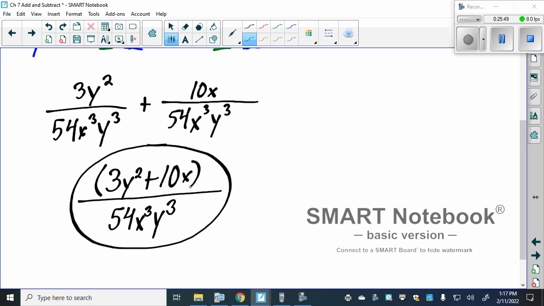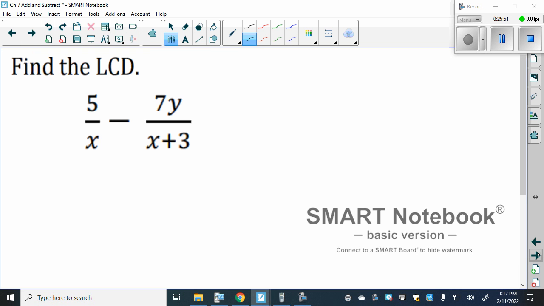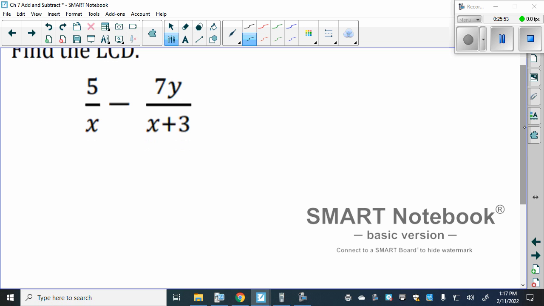We ready for the next one? All right. I think these, where we don't have the single terms with our numbers, are a little bit easier to work with.